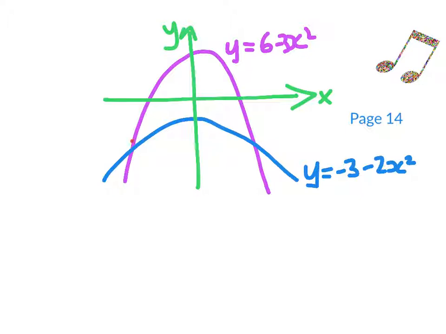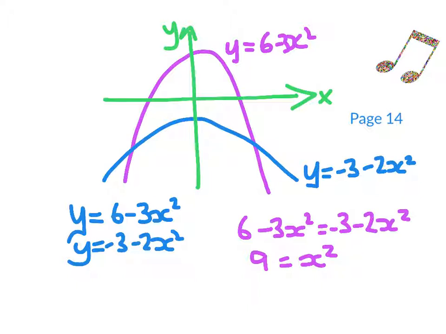I need some limits, so I need to know these 2 points of intersection here. So my first job is to find the points of intersection so I can use them for my limits. So I want to know when 6 minus 3x squared is also negative 3 minus 2x squared. So this is a simultaneous equation, so we're using y equals 6 minus 3x squared and y equals negative 3 minus 2x squared. I want them to both be true, so I'm going to make them equal to each other.